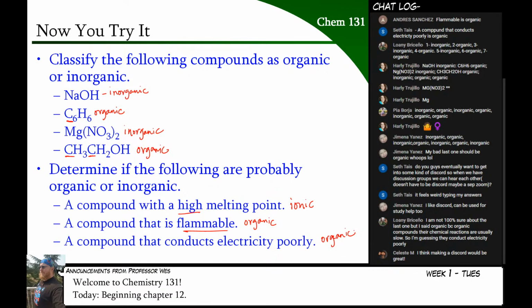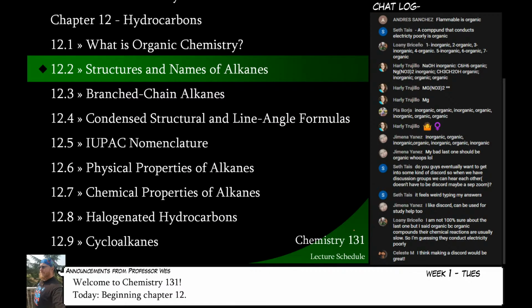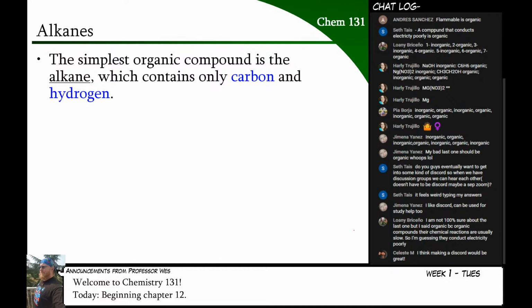Let's talk about some organic compounds. So this is going to be the first real section. We're going to talk about alkanes. An alkane is just any compound that has only carbon and hydrogen in it. That's easy enough, right? So the first organic compound that we're going to care about has only two elements. If you have anything else in there, it's something different. It's not an alkane.